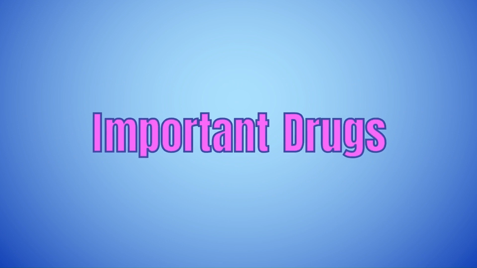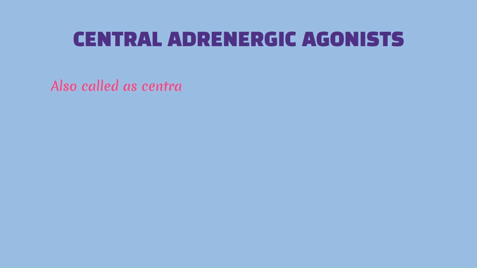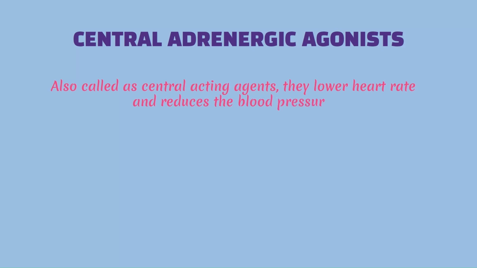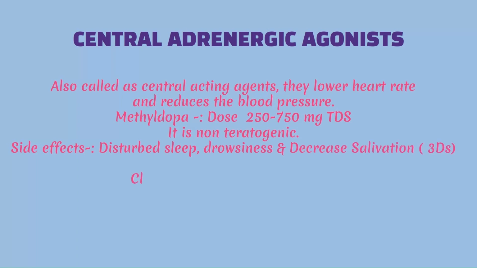Important drugs. Central adrenergic agonists, also called central acting agents. They lower heart rate and reduce the blood pressure. Example, methyldopa. Dose 250 to 750 mg TDS. It is non-teratogenic. Side effects: disturbed sleep, drowsiness and decreased salivation.